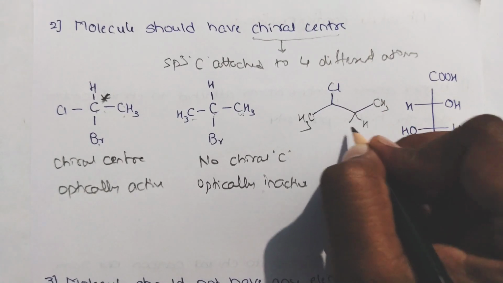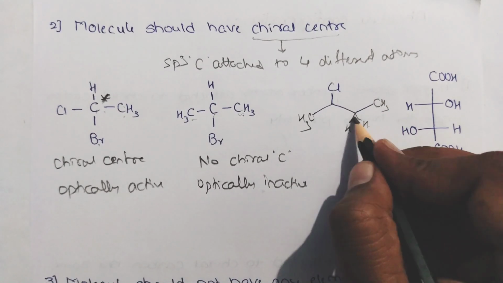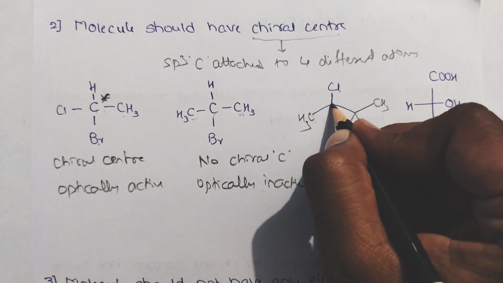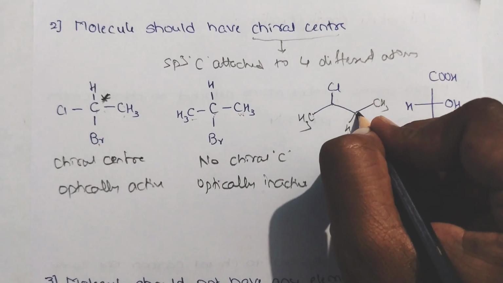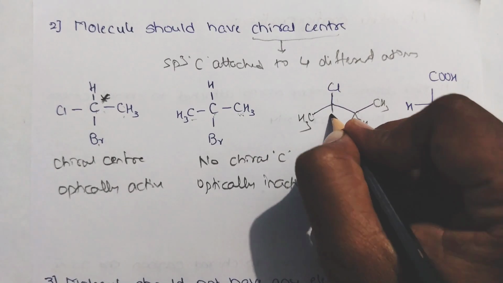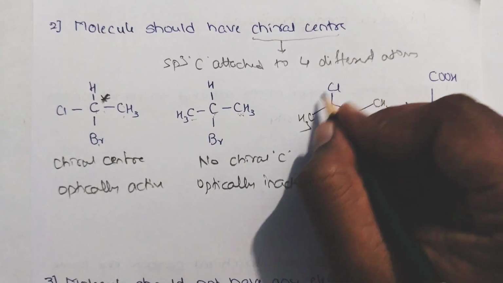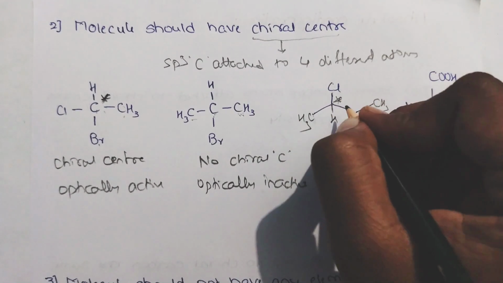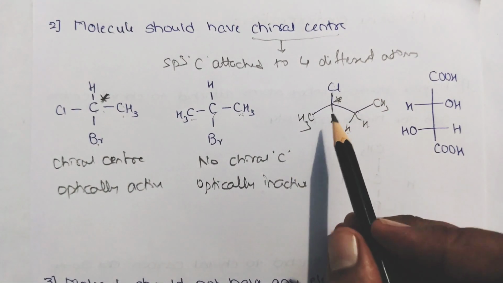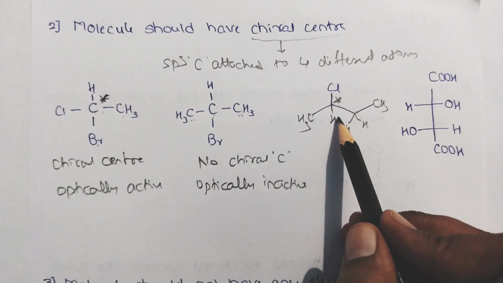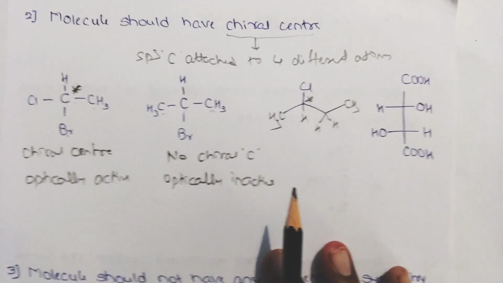Here there are 2 hydrogens, hence 2 same groups are attached to this. But here, on this carbon atom, one is Cl, another is CH3, another is CH2, and there is 1 hydrogen. Hence all the 4 groups are different, hence this is a chiral carbon. Like this you have to identify the chiral carbon. This is the chiral carbon which is attached to 4 different atoms.